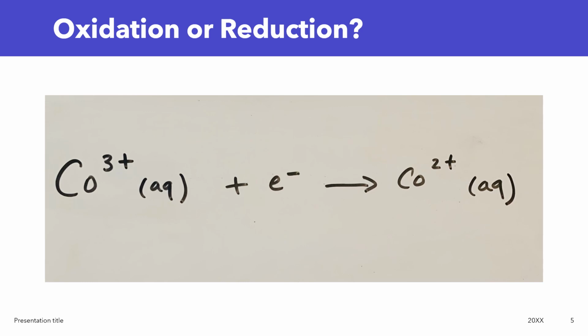Is the reaction below an oxidation or a reduction reaction? Let me know your answer in the comments below.